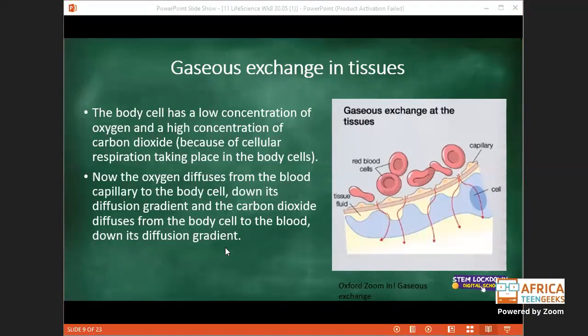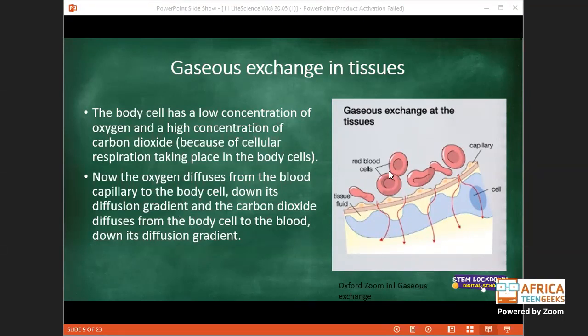And that is what is happening in this particular structure here. Right, second bullet reads, now the oxygen diffuses from the blood capillary to the body cell down its diffusion gradient, and the carbon dioxide diffuses from the body cell into the blood down its diffusion gradient, right? A very important bullet to note there.